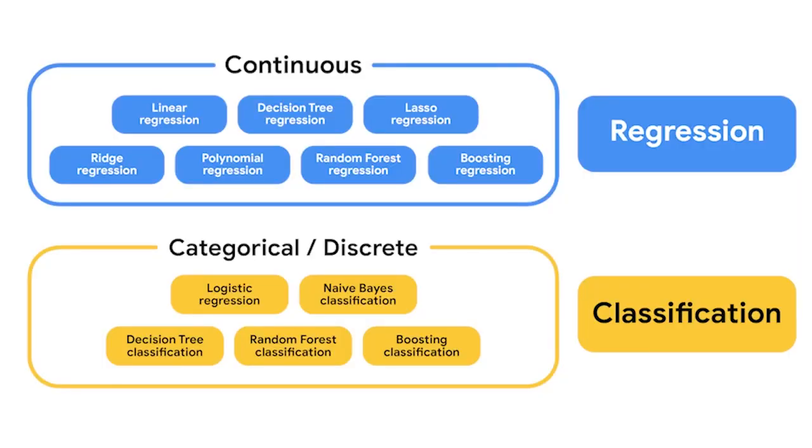Now, let's revisit our machine learning map with the newly added categorical area. You'll find a few new terms. Classification is the broad category under which logistic regression, decision tree classifiers, naive Bayes classifiers, and some others reside. Notice that the decision tree, random forest, and boosting models are present in both the continuous area and the categorical area as both regressors and classifiers.